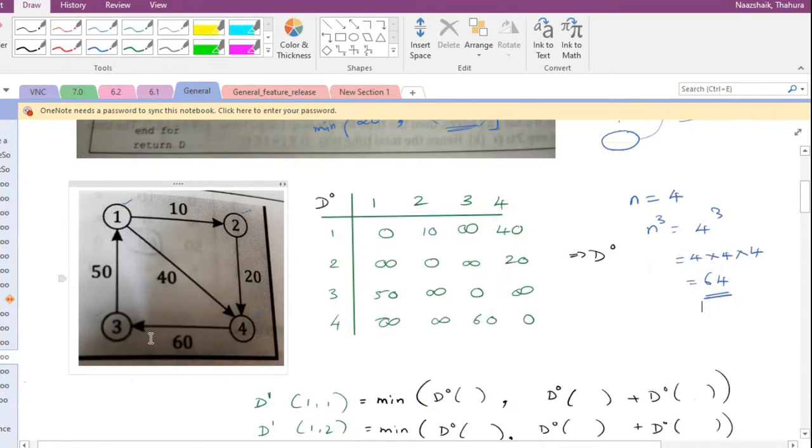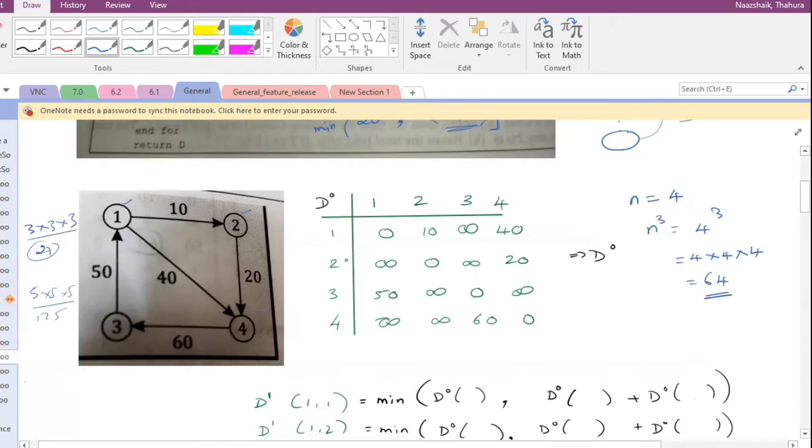So if it's a 3 vertex graph in your exam, it'll be much faster because it'll be 3 cubed times, right? So it'll be 3 into 3 into 3, which is 27. You will do only 27 times, right? But if it's a 5 vertex graph, it's going to be more. You'll be doing 125 times. So just remember that, okay? So let's start doing this.